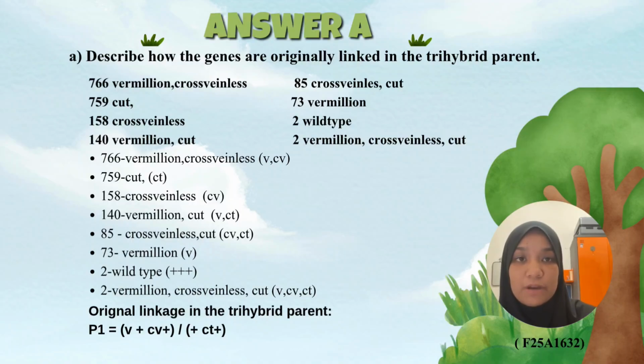This means that in the F1 trihybrid female, one chromosome carries the mutant alleles vermilion and cross-veinless together, while the homologous chromosome carries the mutant allele cut. Therefore, the original linkage arrangement is V plus CV over plus CT plus, where V is vermilion, CT is cut, CV is cross-veinless, and plus is the wild type allele. In other words, the vermilion and cross-veinless mutant alleles were linked on one chromosome, while the cut mutant allele was linked with the wild type alleles on the other chromosome. In conclusion, the original gene arrangement in the trihybrid parent was as shown.